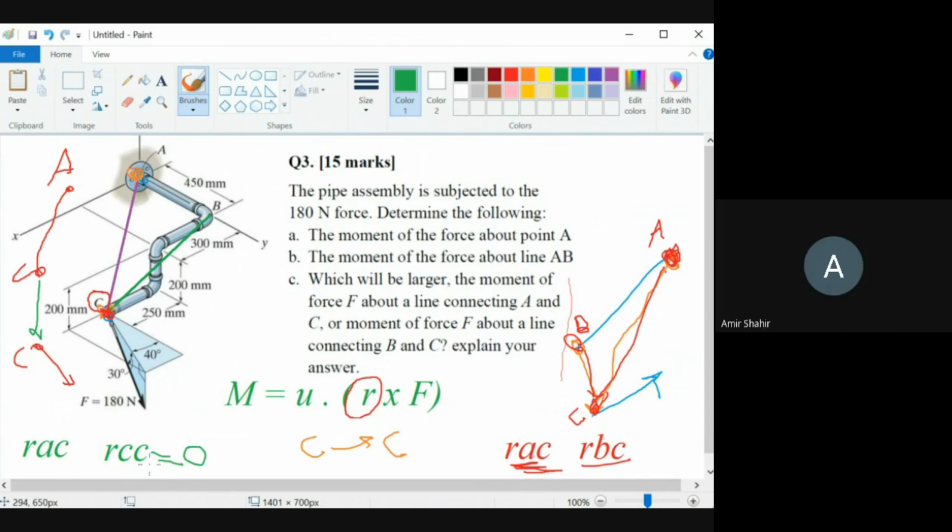But how is it we can start from C to C? Because the question only asks from A to C and B to C, right? The phrase here, do you understand? Find the moment of force about the line connecting A and C. That one you understand, right?